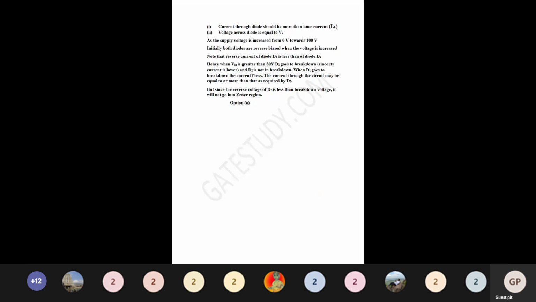As the supply voltage is increased from 0 volt towards 100 volt, initially both diodes are reverse biased. Note that the reverse current of diode D1 is less than that of diode D2. Hence, when Vin is greater than 80 volt, D1 goes to breakdown and D2 is not in breakdown. When D1 goes to breakdown, the current flows. The current through the circuit may be equal to or more than that required by D2. But since the reverse voltage of D2 is less than its breakdown voltage, it will not go into the Zener region. So option A, D1 only, is the cause of the breakdown.